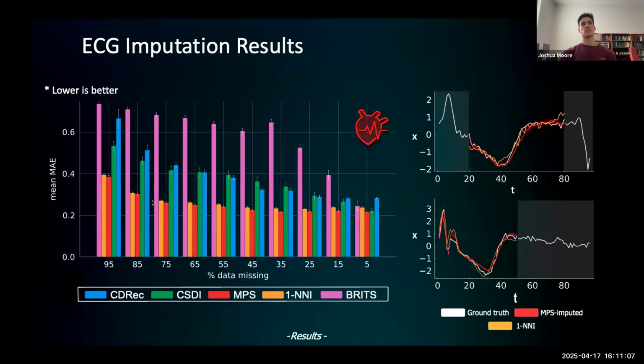And so this is looking at the ECG data set. Once again, pretty good performance across the board for MPS in red. Nearest neighbor also tracks very closely. And as we decrease the percentage of data missing, the error goes down. And so these are some examples of the imputations. And you can see that MPS performs quite well in this case as well. It is able to reconstruct this QRS complex, which is a distinguishing feature of the ECG signals.